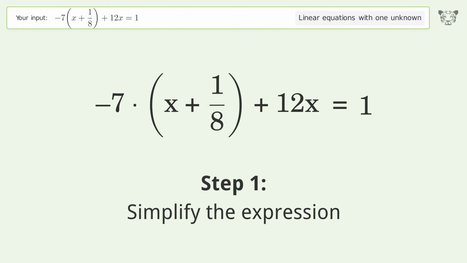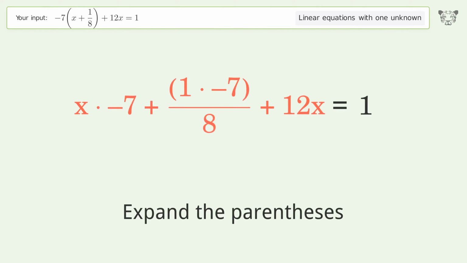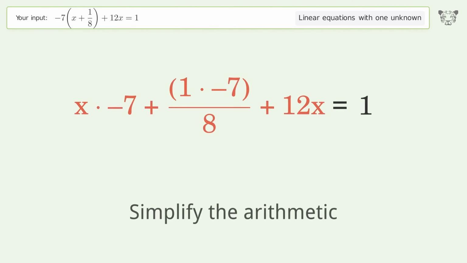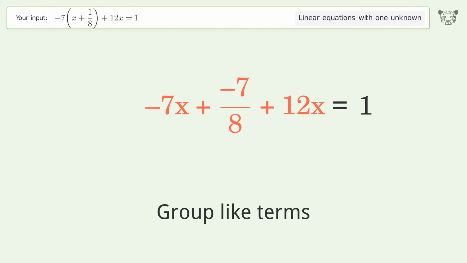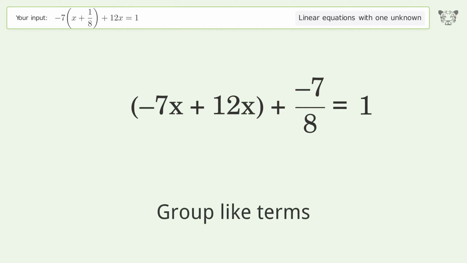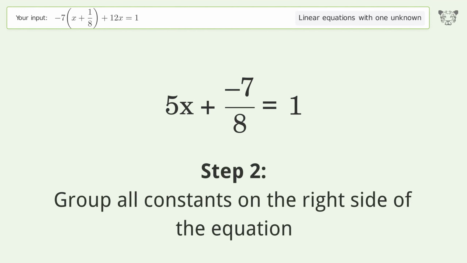Simplify the expression. Expand the parentheses. Simplify the arithmetic. Group like terms. Combine like terms. Group all constants on the right side of the equation.